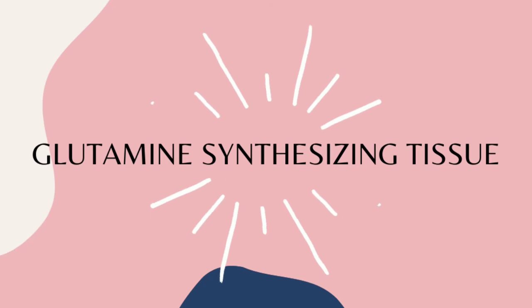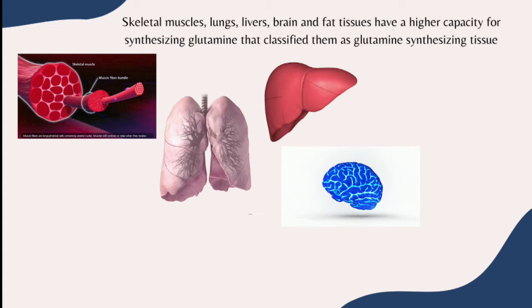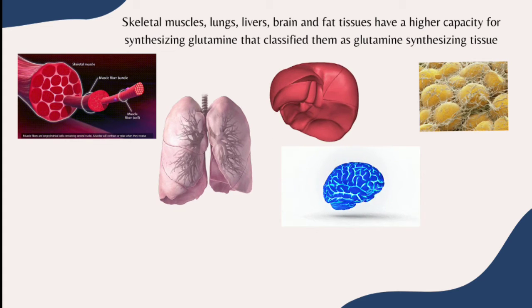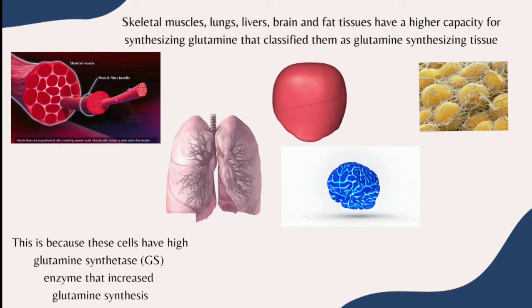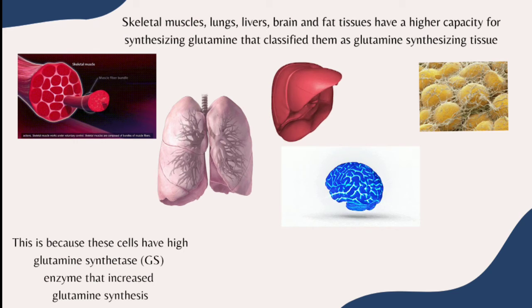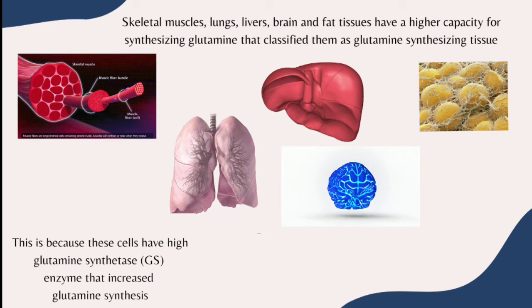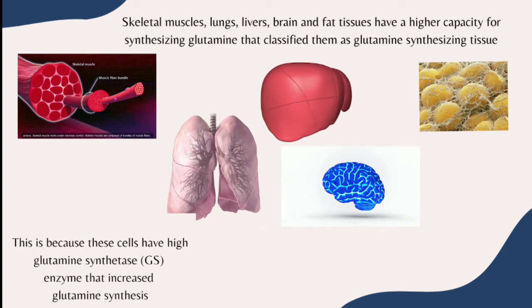Glutamine synthesizing tissue. Skeletal muscles, lungs, liver, brain, and fat tissues have a higher capacity for synthesizing glutamine that classified them as glutamine synthesizing tissue. This is because these cells have high glutamine synthetase (GS) enzyme that increased glutamine synthesis.